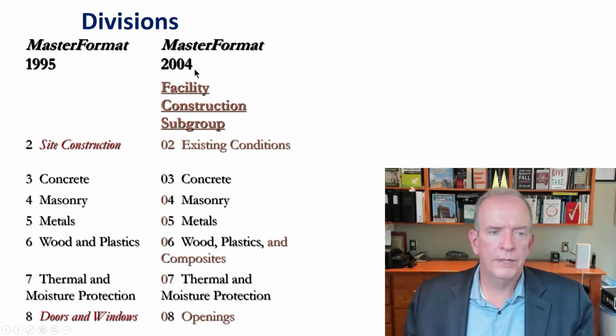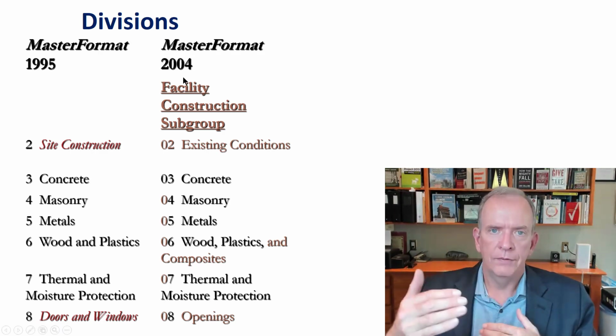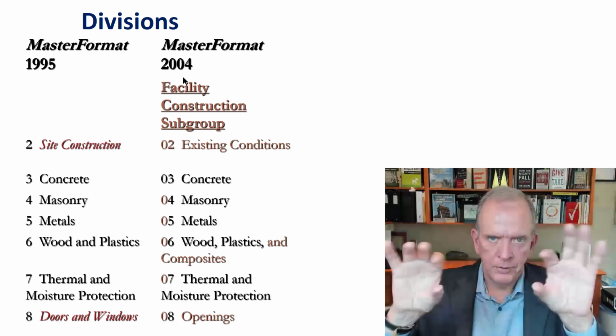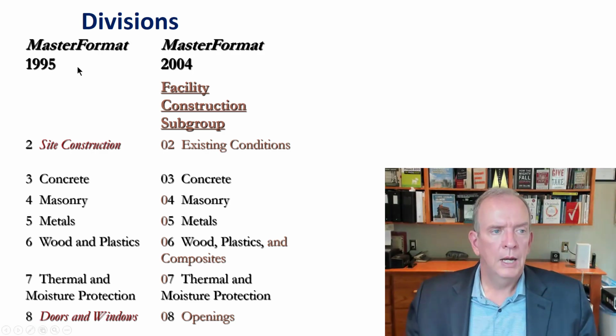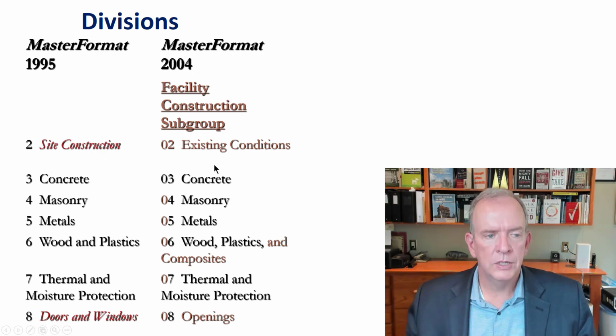So section 1, the general requirements, they're the same from that perspective. It's just in the master format, they also have the bidding requirements separated out under 0. Site construction is the existing or the 1995 16 division format. They've called this existing condition. So the title has changed, but a lot of the information is similar. These have remained much the same, as I said.